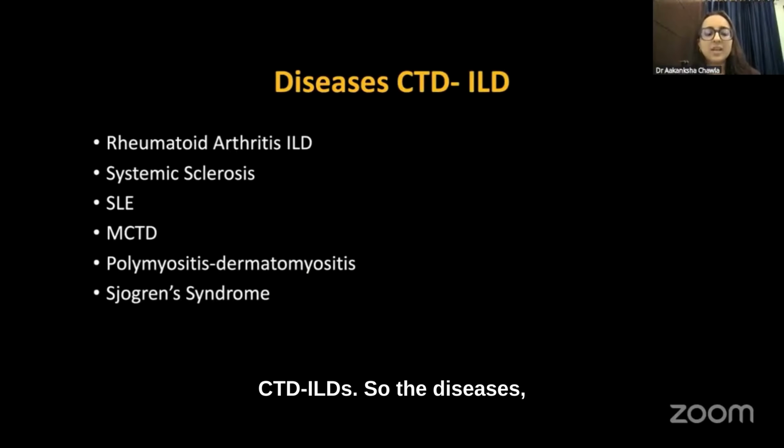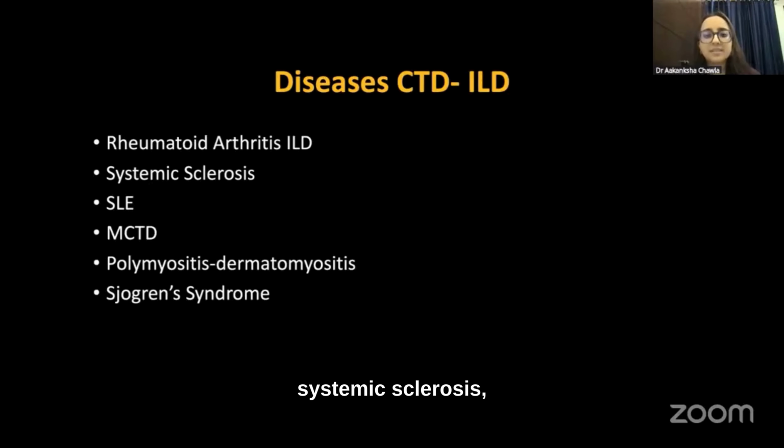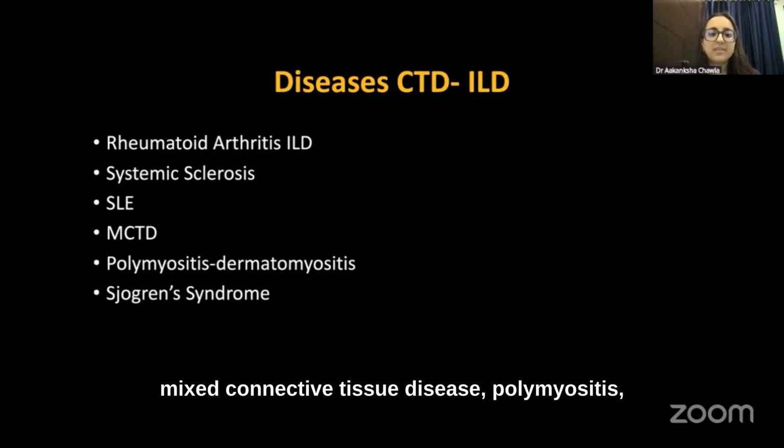CTD ILDs. So the connective tissue diseases that we see associated with interstitial lung disease are rheumatoid arthritis, systemic sclerosis, systemic lupus erythematosus, mixed connective tissue disease, polymyositis, dermatomyositis, and Sjogren's syndrome.